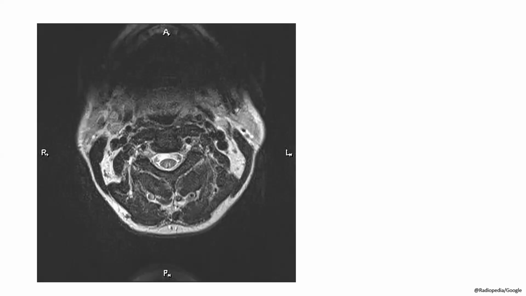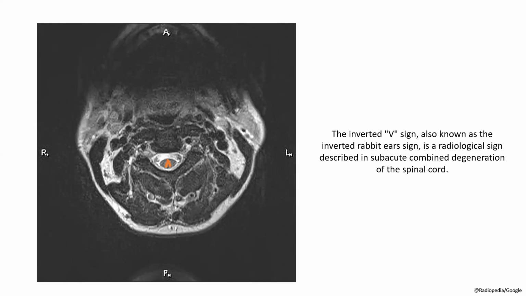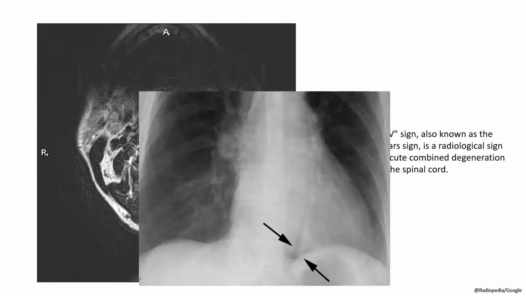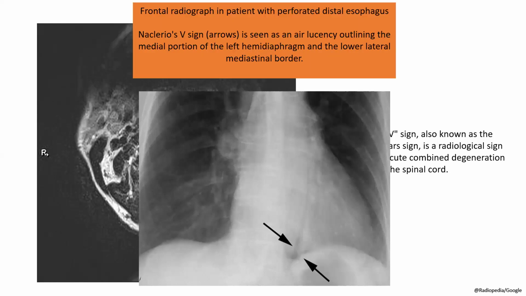What is happening here? The axial T2-weighted cervical spine image is showing the inverted V sign or inverted rabbit ear sign, which is a radiological sign described in subacute combined degeneration of the spinal cord. What is this sign? This is a frontal radiograph in a patient with perforated distal esophagus, and this is the Naclerio V sign, which is seen as air lucency outlining the medial portion of the left hemidiaphragm and the lower lateral mediastinal border. So this indicates perforation of the distal esophagus.